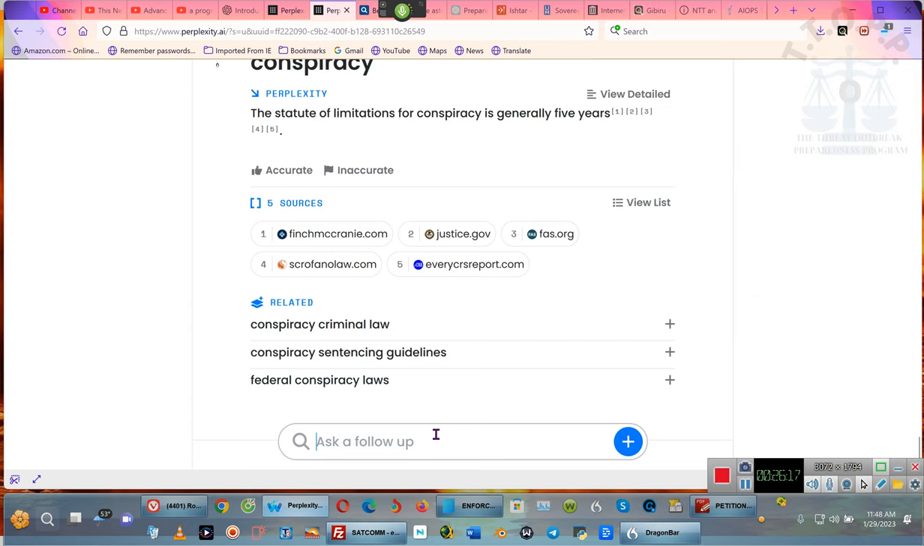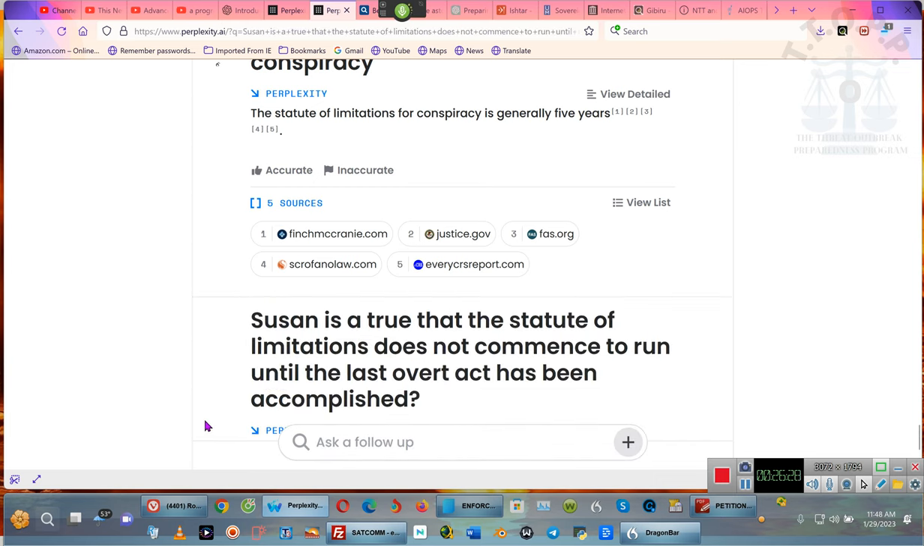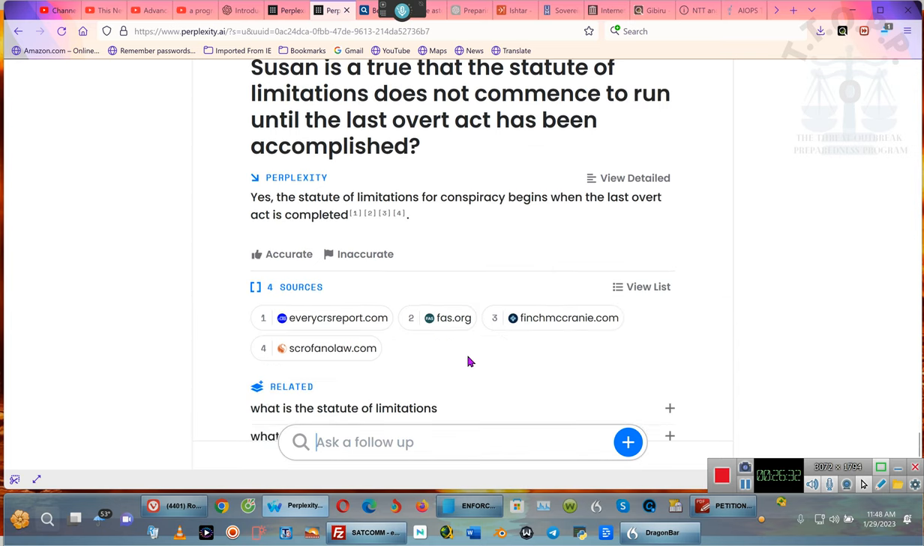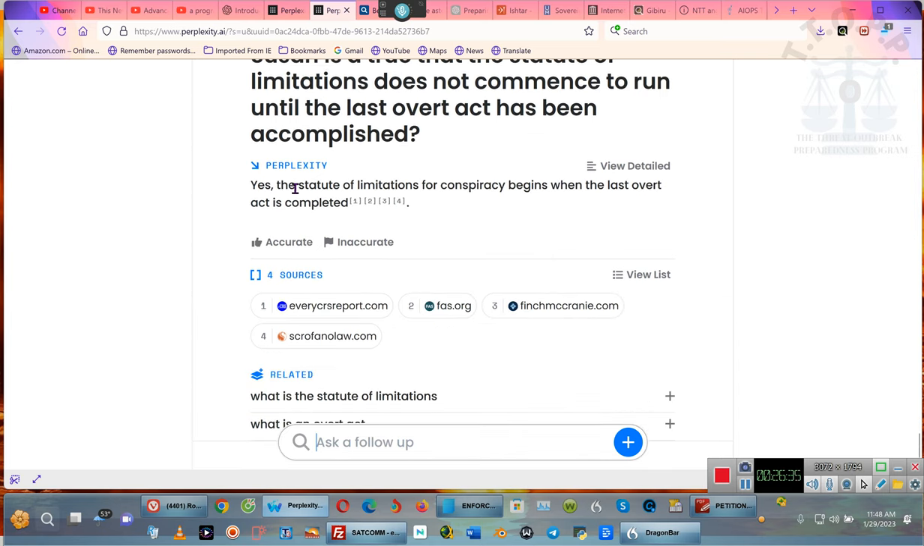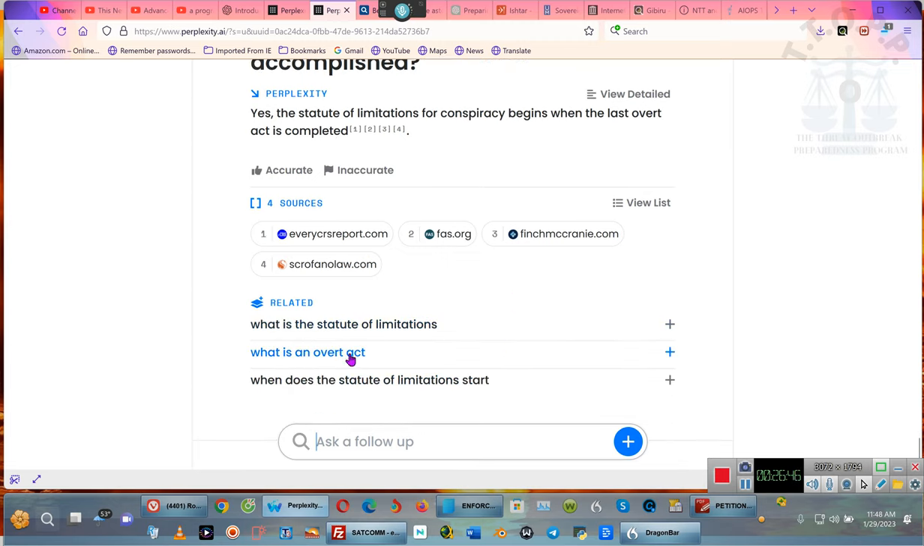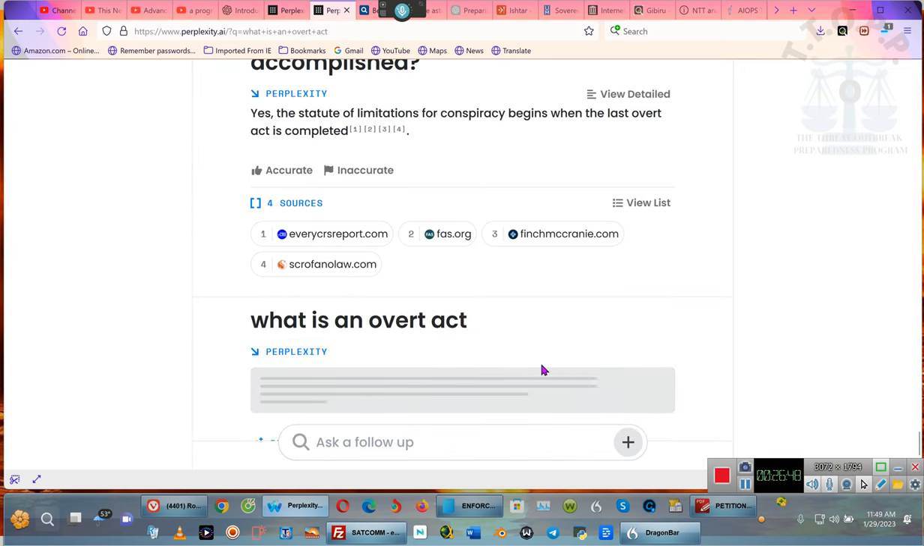Susan, is it true that the statute of limitation does not commence to run until the last overt act has been accomplished? Question mark. Stop listening. Yes, the statute of limitation for conspiracy begins to run when the last overt act is completed. They're still committing the fraud. Okay? What is an overt act? Let's find that out, y'all.